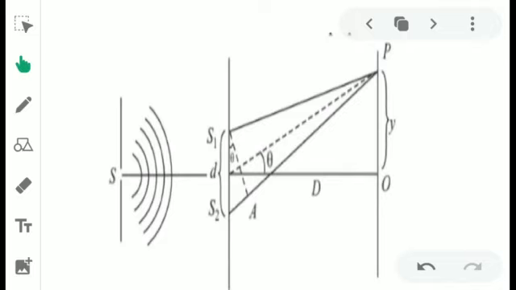Then at the point P, the waves from S1 and S2 reach not in phase, because there is a path difference of S2A. We will calculate how much the path difference is between the waves from S1 and S2 to reach the point P. This path difference is S2A. Here we took a point P at a distance y from the center of the screen.